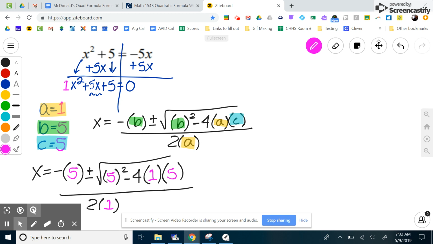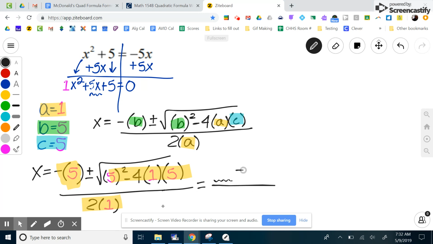So I'm ready to simplify this. I'm going to do this in 3 parts. I'm going to simplify this part right here, and this part and this part. When we get this problem, we know we're going to have some number in front right here. We know we're still going to have the plus or minus, we're still going to have the square root, and we're going to have some number down here.